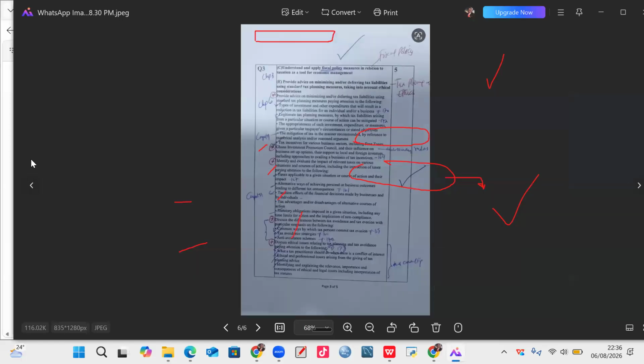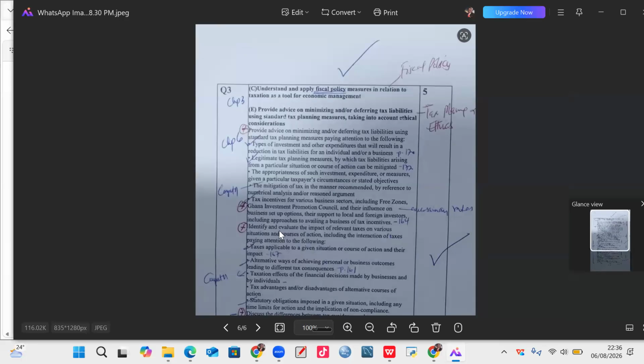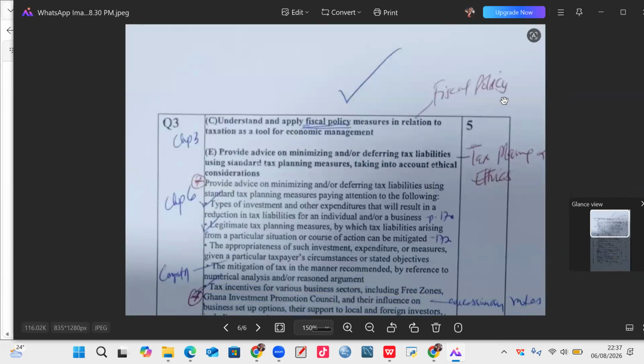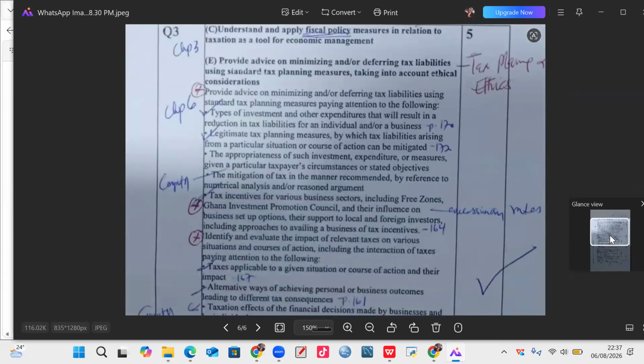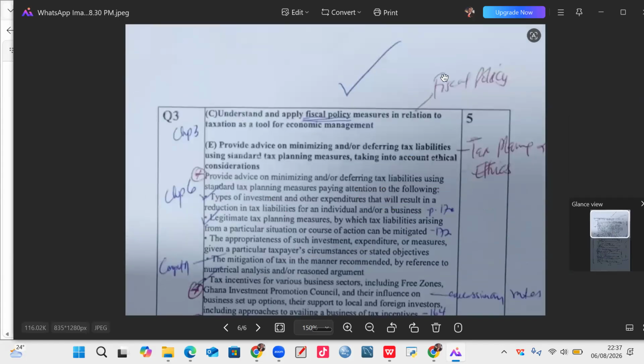This question 3 follows the same structure. If the syllabus is a lot of work, yes, but we want to pass. We just need 50%. Fiscal policy, chapter 6. And the ICAG manual and the S&D lecture notes are also covered under fiscal policy. So when you are reading on fiscal policy, know that fiscal policy questions contain 10 marks.